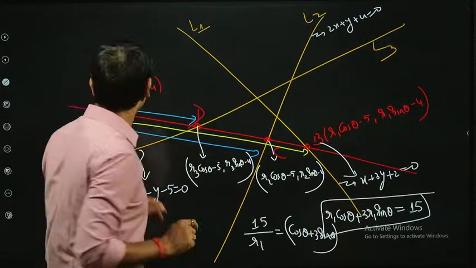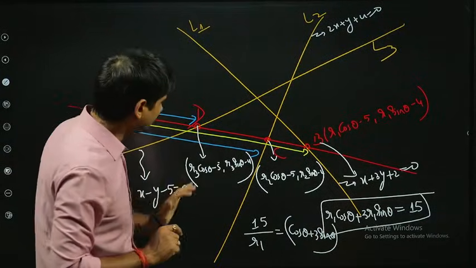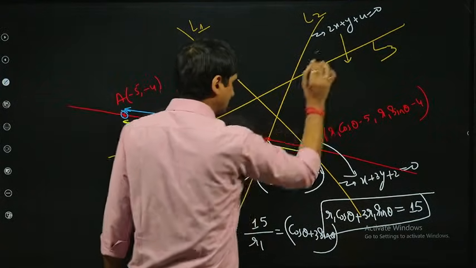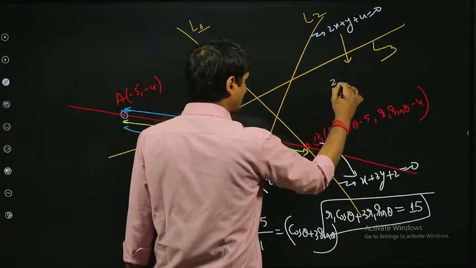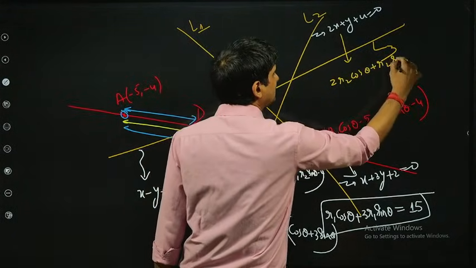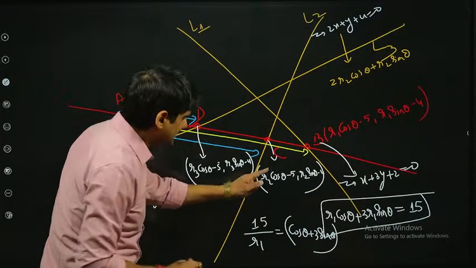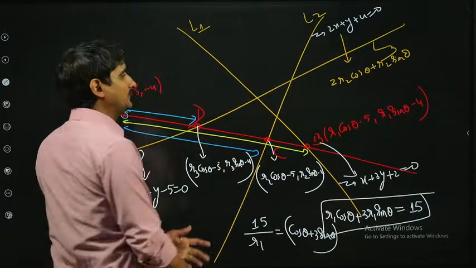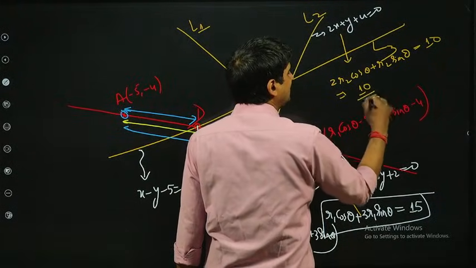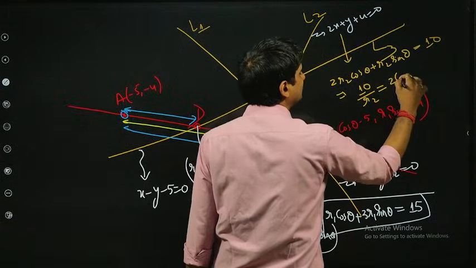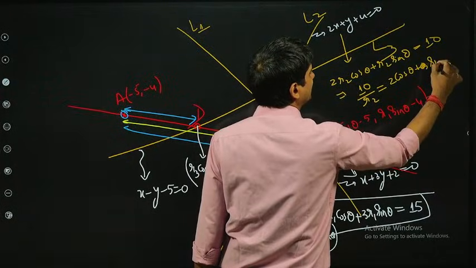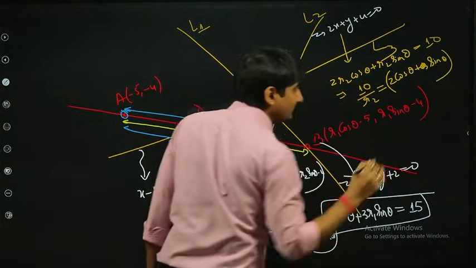Now I believe you all have the idea what next we are going to do, following the same pattern. C is a point on this line, so it will satisfy it. So it's 2 r2 cos theta plus r2 sin theta, and then minus 10 minus 4 is 10 here. Therefore from here we can write that 10 by r2 is 2 cos theta plus sin theta. Isn't that the truth? So we got it.